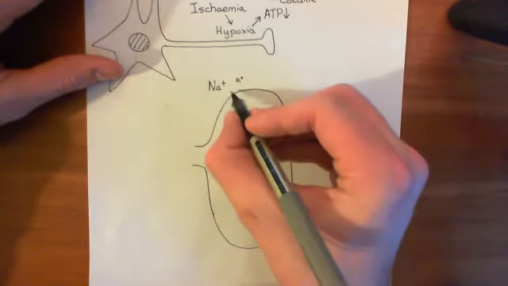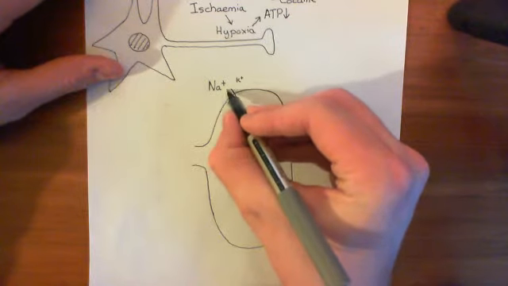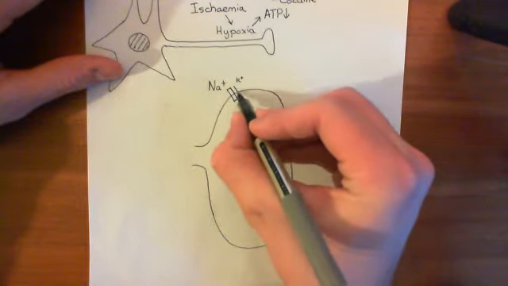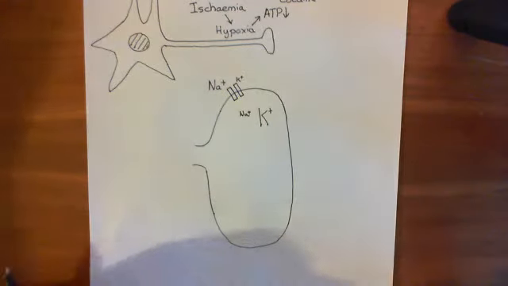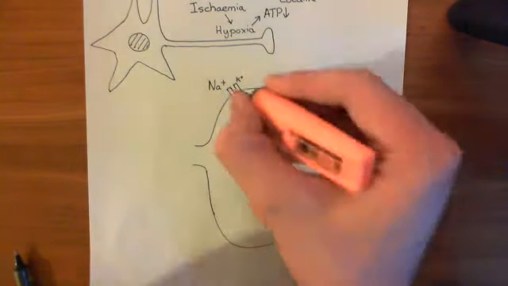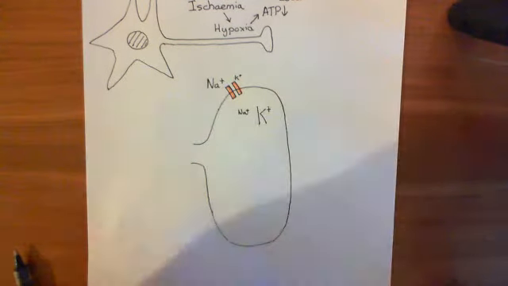Now, in all membranes, you have some channels which are permeable to sodium and which are always open. These are known as leaky sodium channels. So this is a leaky sodium channel. Okay, so I'll color this leaky sodium channel in orange.